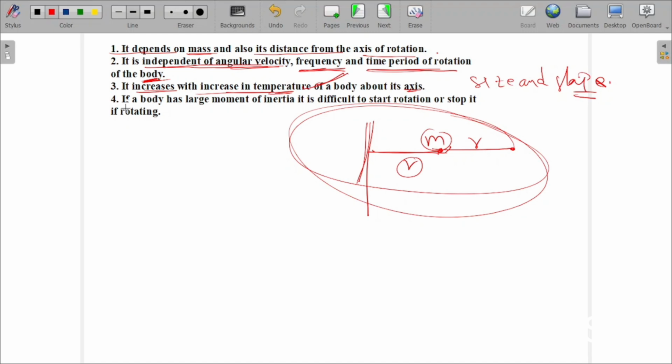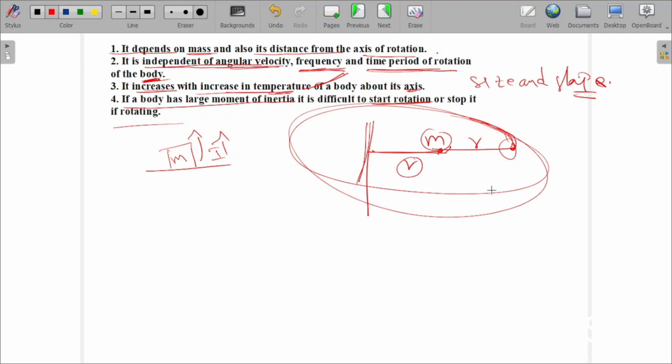Next, see the last point. If a body has a large moment of inertia, for example, if an object of mass m is placed on a surface, and it has more mass, then there will be more inertia. If a body has a large moment of inertia, it is difficult to start its rotation. We cannot make it rotate, and while rotating we cannot stop it either. Okay, this is about simple moment of inertia.